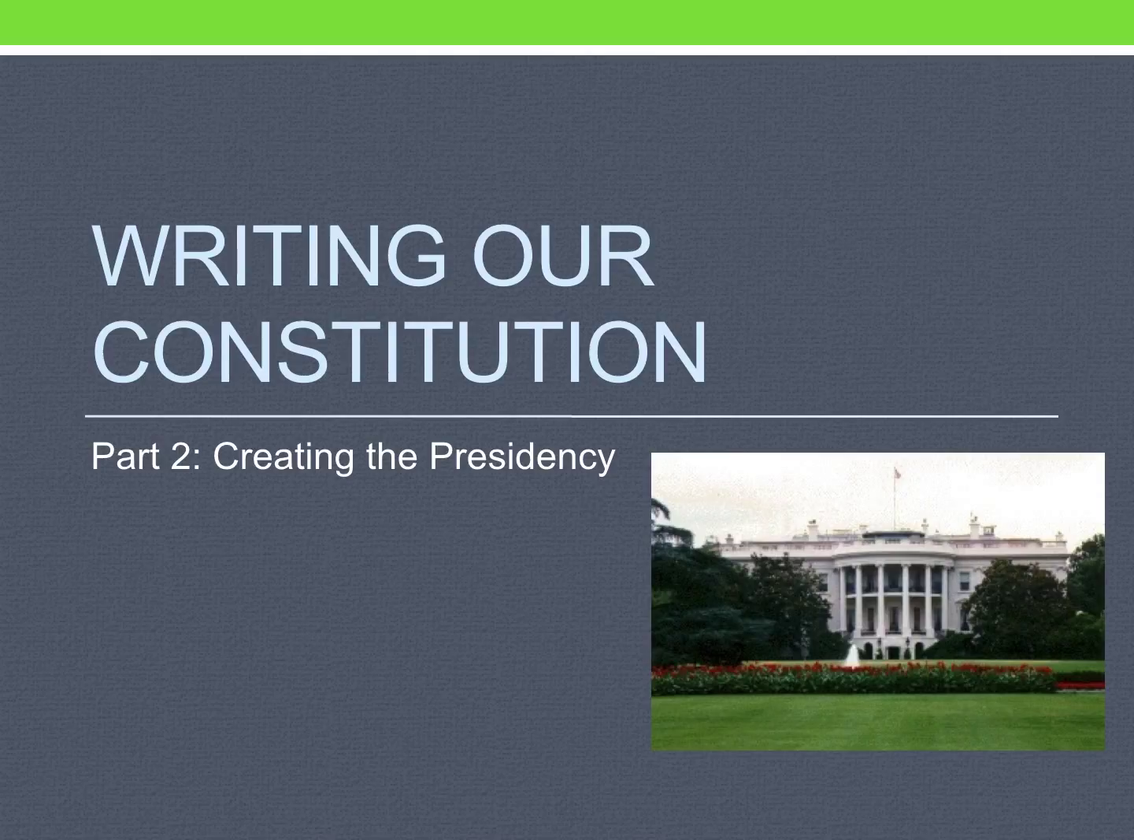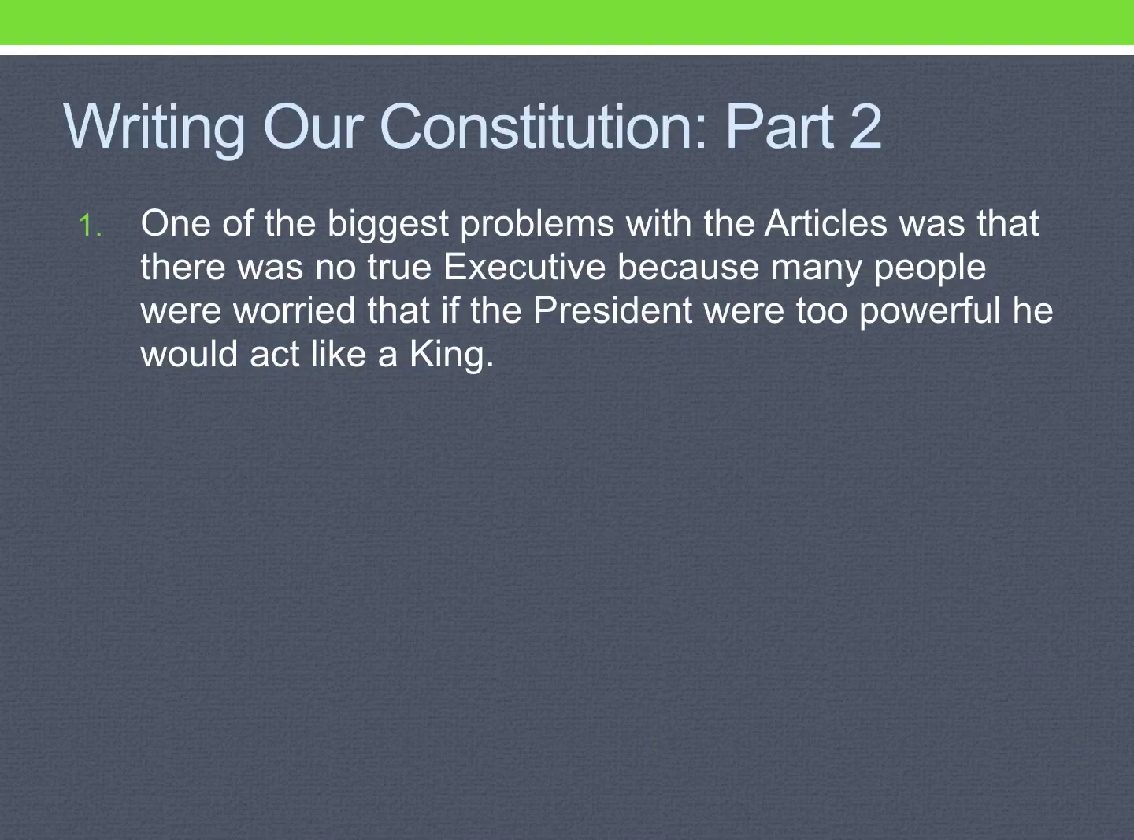Part 2 of the notes shifts to the presidency. And we have to create this because if you remember, in the Articles of Confederation, there is no president. So we're having to create this whole new job for the Constitution. As I just said, one of the biggest problems with the Articles of Confederation was that there was no executive branch.